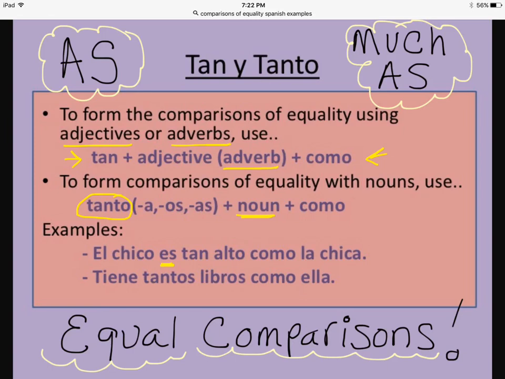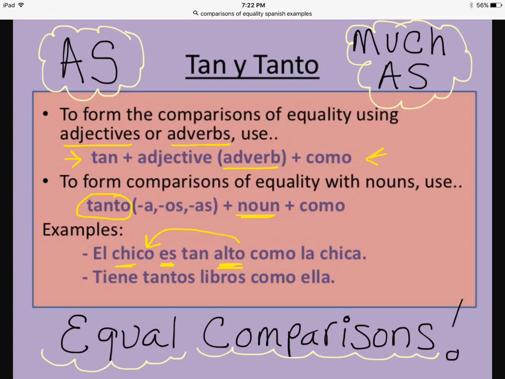El chico es tan alto como la chica. The boy is as tall as the girl. Notice that tall here has to match chico. El chico es tan alto. So whatever your noun is over here, your adjective here has to match it. Okay, let's look at the next one.